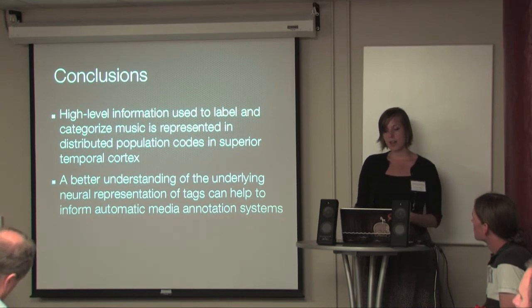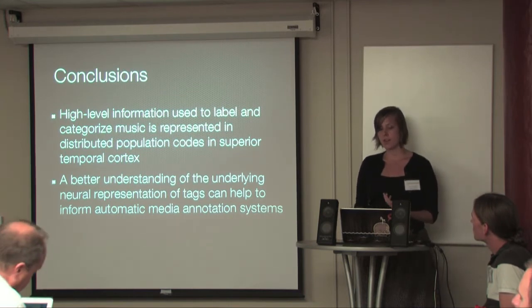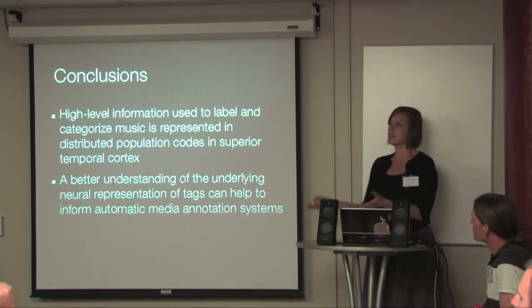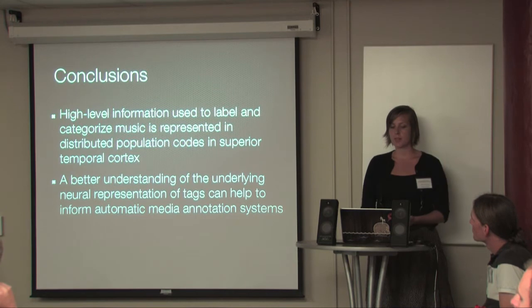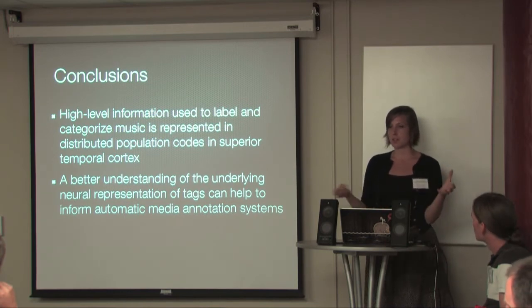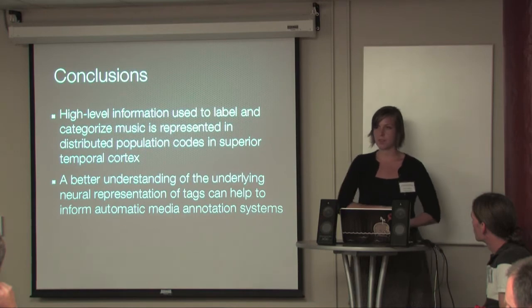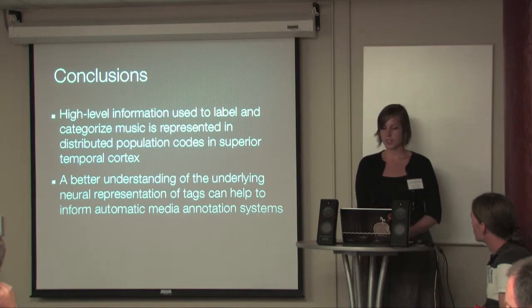And we suggest that a better understanding of the underlying neural representation of tags, or of these human judgments, can help to inform automatic media annotation systems. So if we have a better idea of how these things are related in the brain, perhaps they can help us in MIR systems outside of neuroscience. That's it.